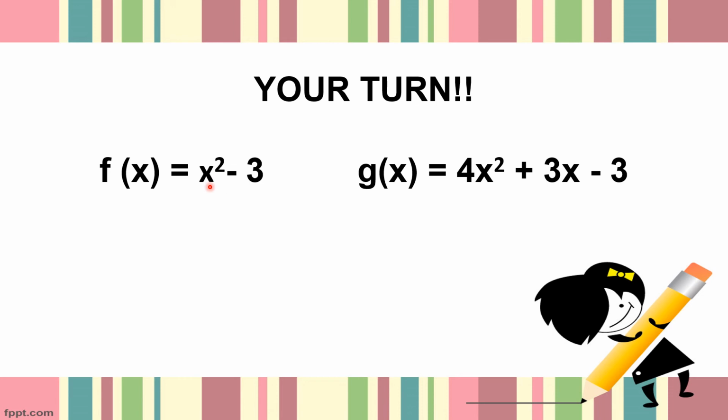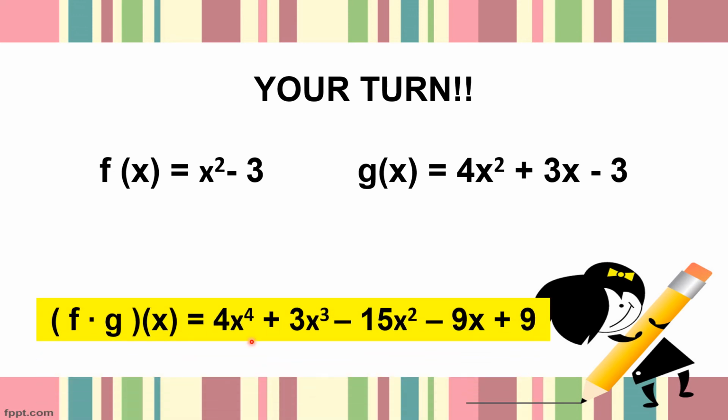So, let's practice naman binomial by trinomial. So, your binomial is x squared minus 3 and trinomial is 4x squared plus 3x minus 3. Alright, so the answer should be 4x raised to 4 plus 3x cubed minus 15x squared minus 9x plus 9. Okay, so will you try to show your solution? Okay, so dapat ang lalabas ay yung ganitong answer.